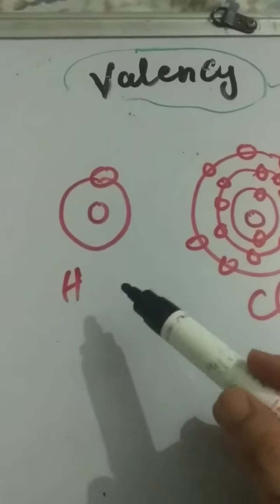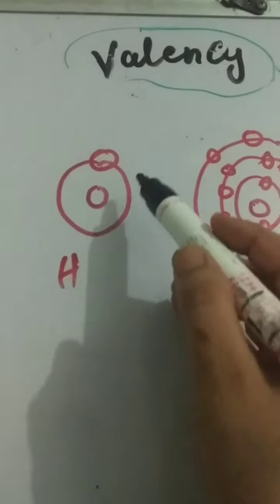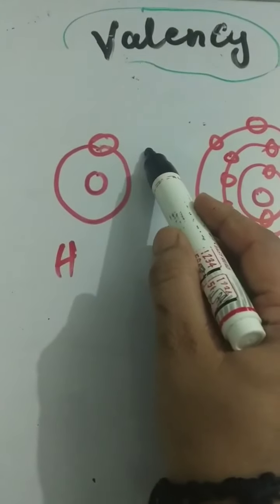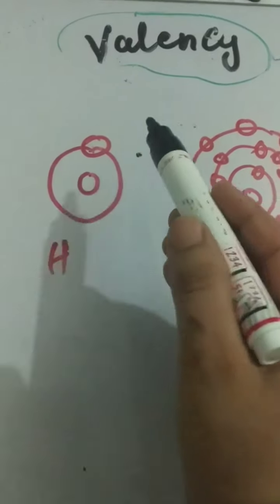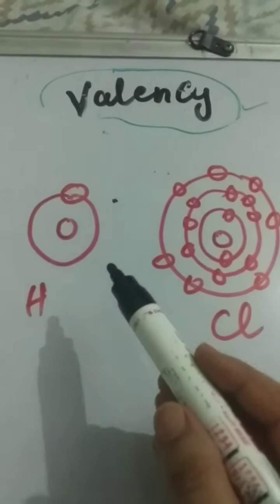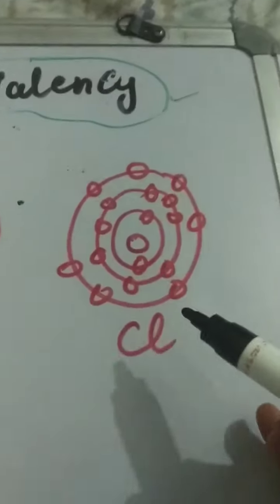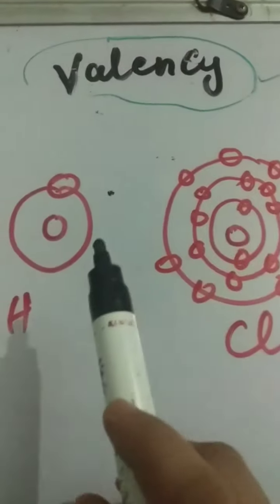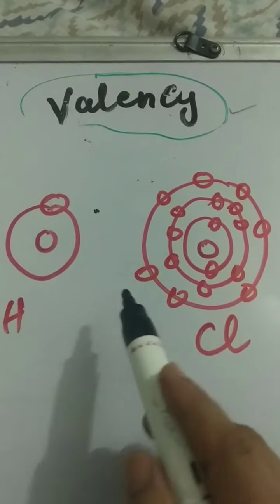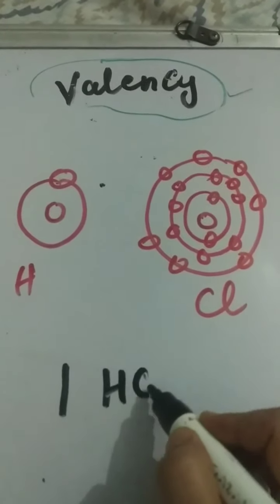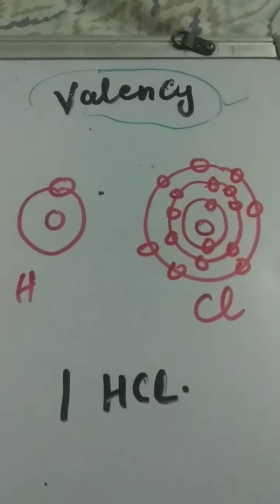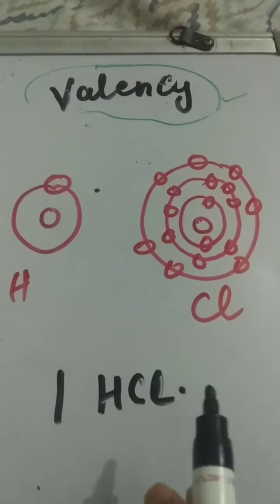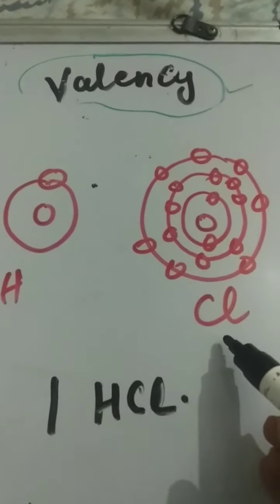For example, the number of hydrogen atoms that one atom of an element combines with or displaces from a compound. One atom of chlorine combines with one atom of hydrogen to form one molecule of hydrochloric acid, or hydrogen chloride. So the valency of chlorine is 1.